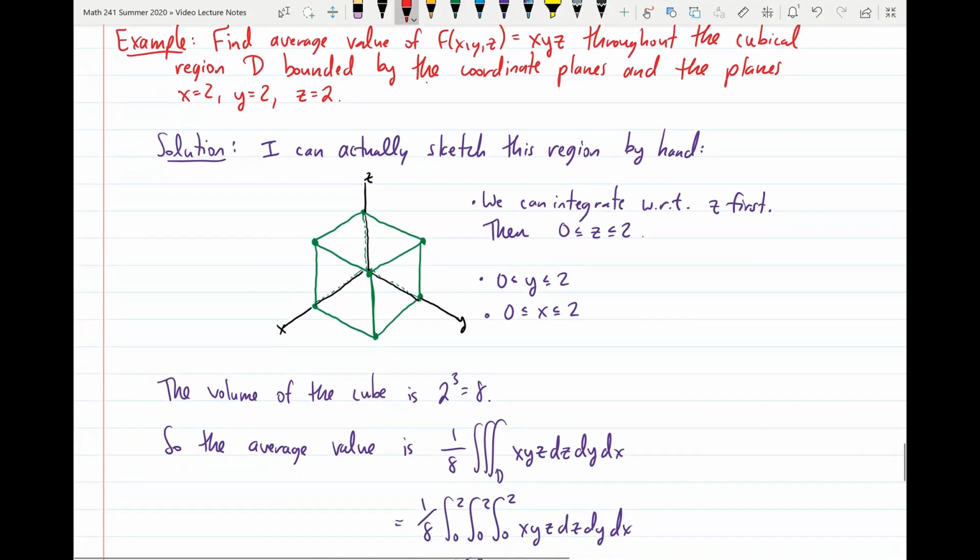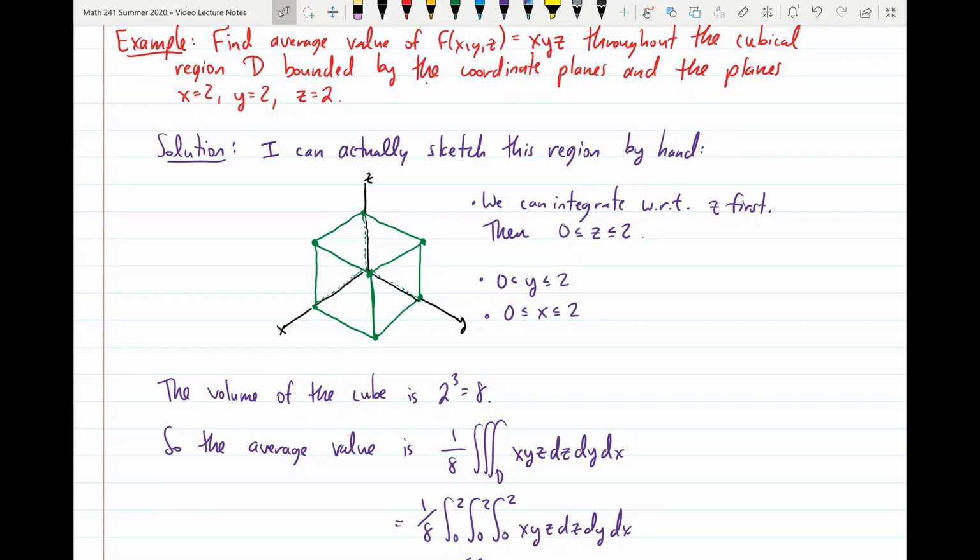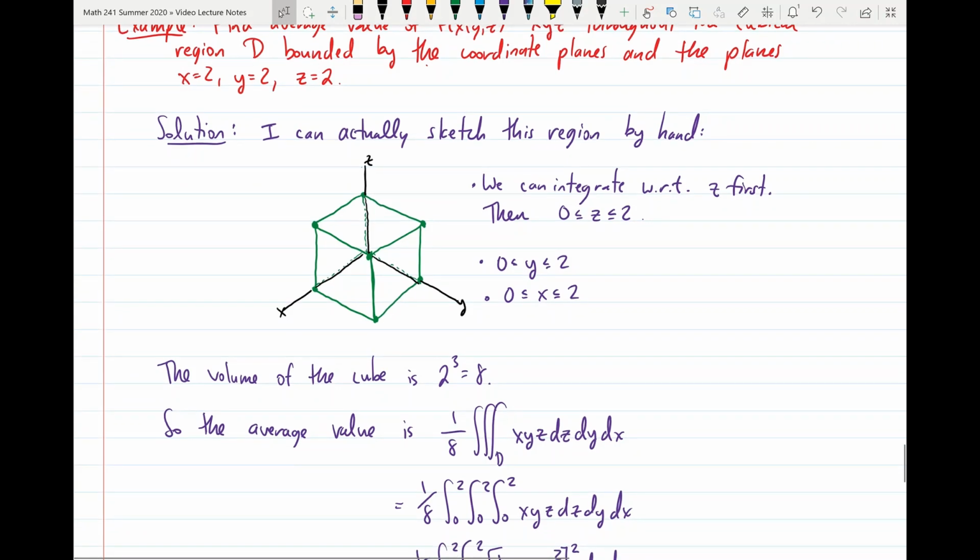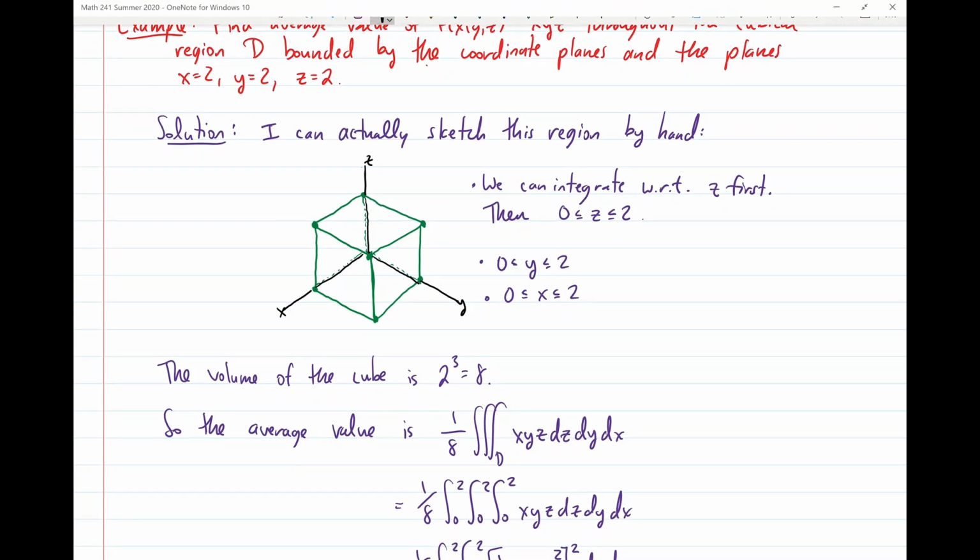So fortunately, I can actually sketch this region by hand. This is the only region in the video that I feel comfortable attempting to sketch so that you can understand what I'm talking about. But we have this cube here. This is x equals 2. This is y equals 2. And this up here is z equals 2.